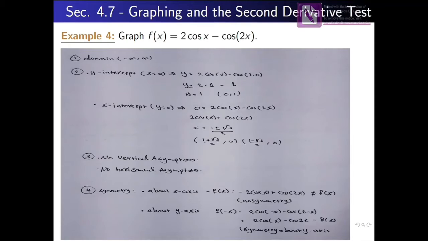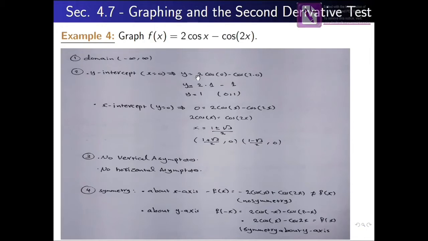Here we have another example: graph f of x equals 2 cosine x minus cosine 2x. To graph, we have to do all the 5 steps that we did in the previous section 4.6.